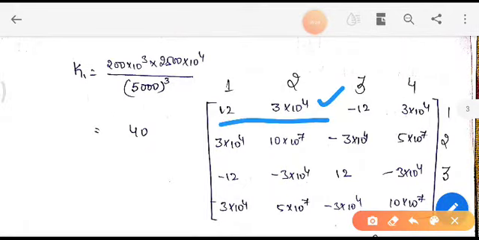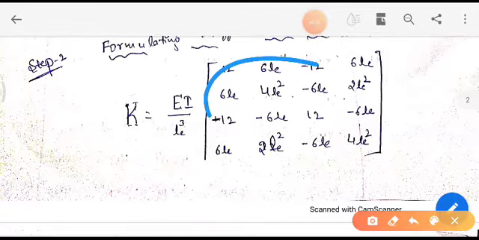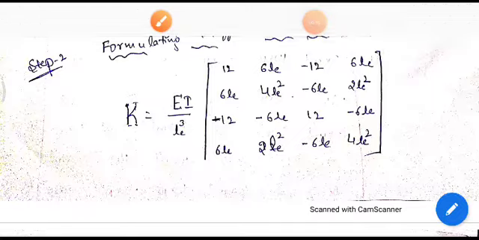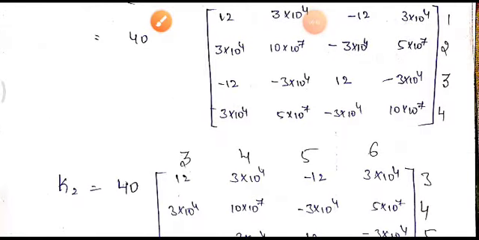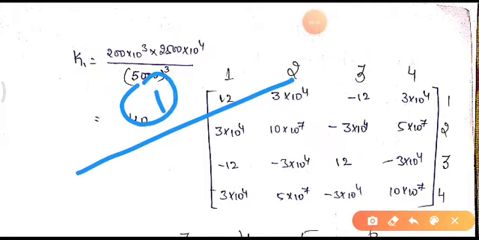Similarly, we need to calculate for all the elements by using these. Just we need to multiply the length of the element wherever it is required in this element. Once we do this, the next step is to write this 1 2 3 4, because as I earlier said, first element is connected between node 1 and 2, and first node has two displacements.